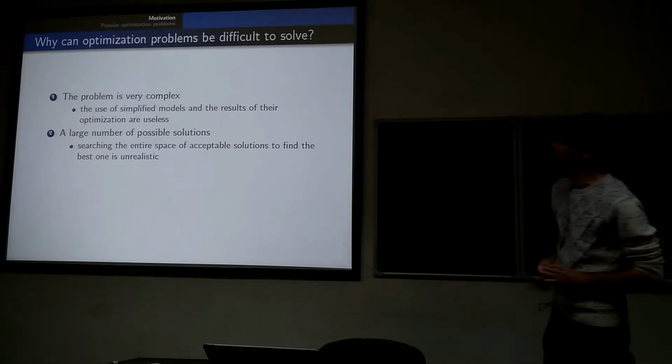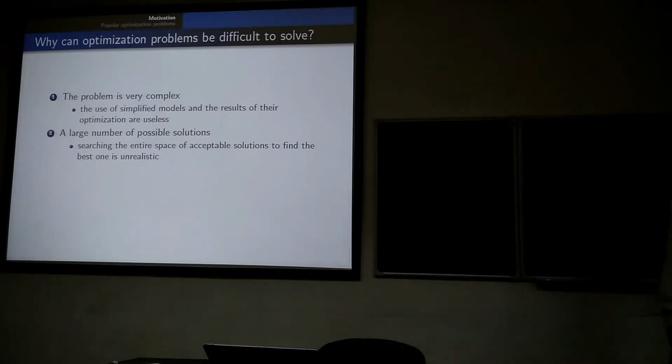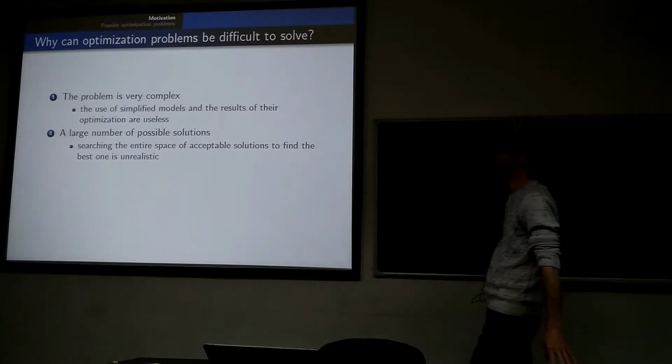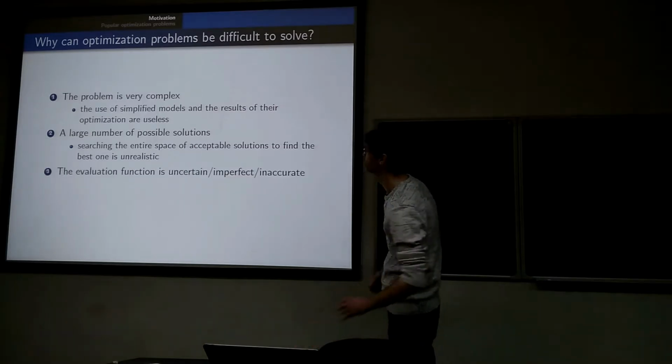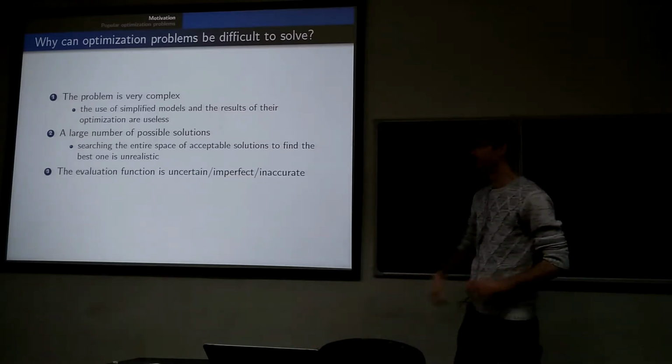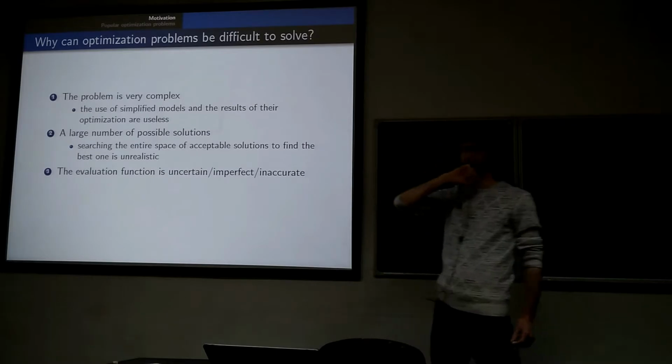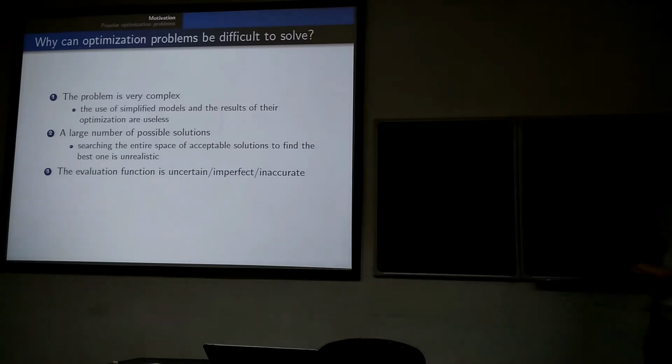A large number of possible solutions is pure combinatorics, right? We remember these factorials and exponential functions. So this definitely makes it difficult if there are many solutions. This is again real life. It may also be the case that the evaluation function is a problem, like for example, how to evaluate chess programs. And you said that they could play against each other, okay?